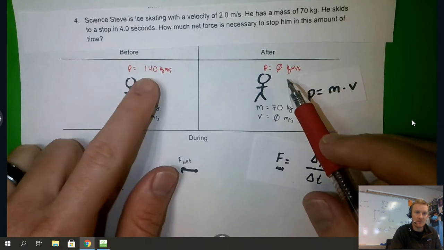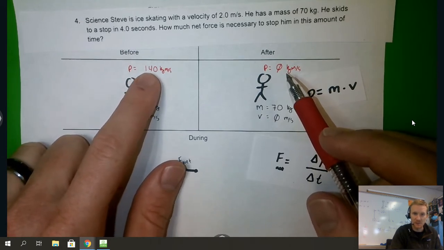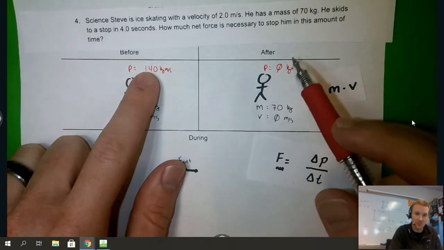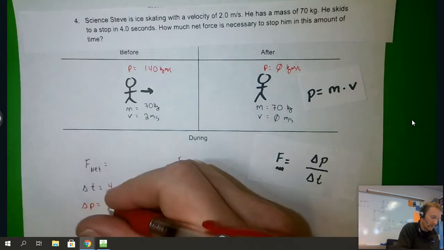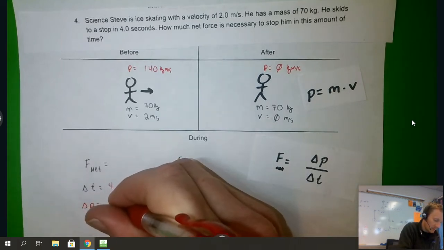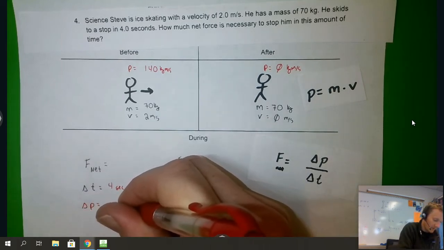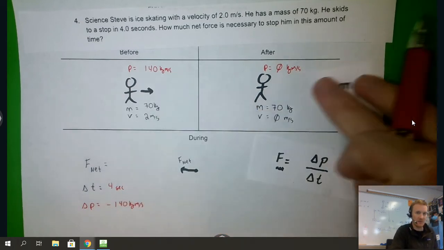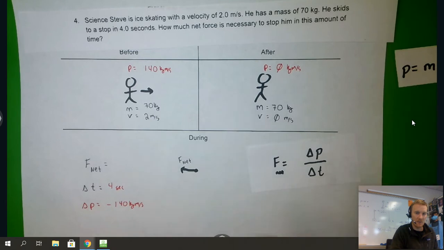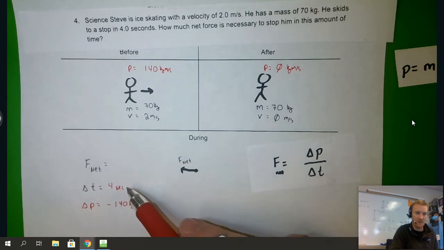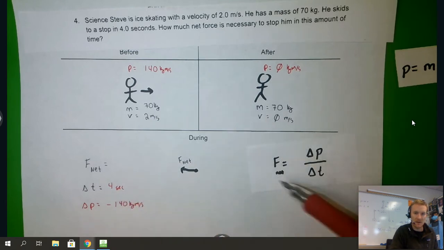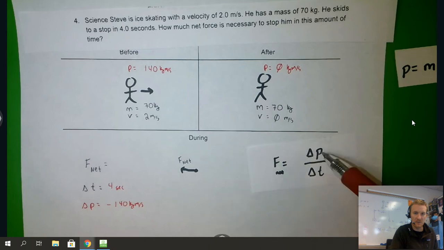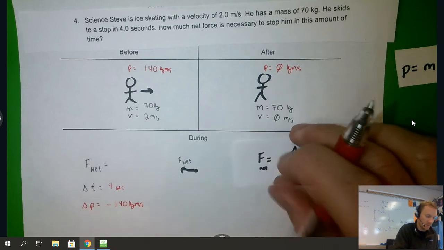Okay, so this is a pretty easy change to calculate, right? What's the difference between 140 and 0? Okay, so the net change is 140 kilogram meters per second in the opposite direction. Okay, so now that we have our change in momentum and we have our change in time, we can calculate the net force, right? So net force is equal to change in momentum over change in time.